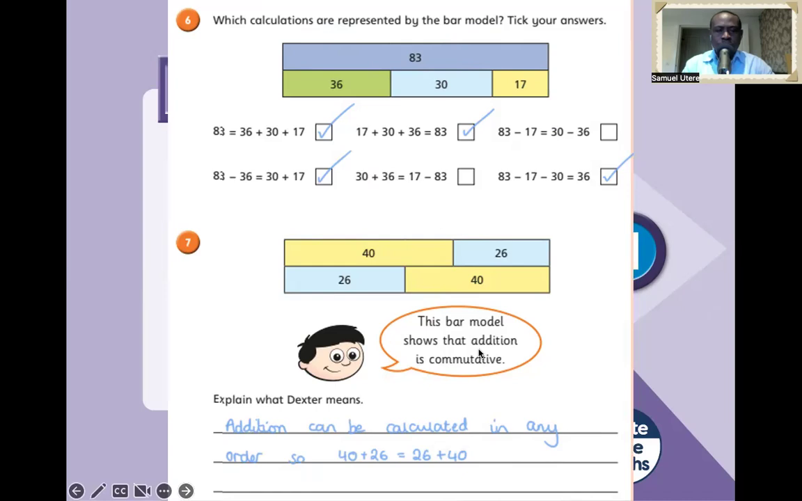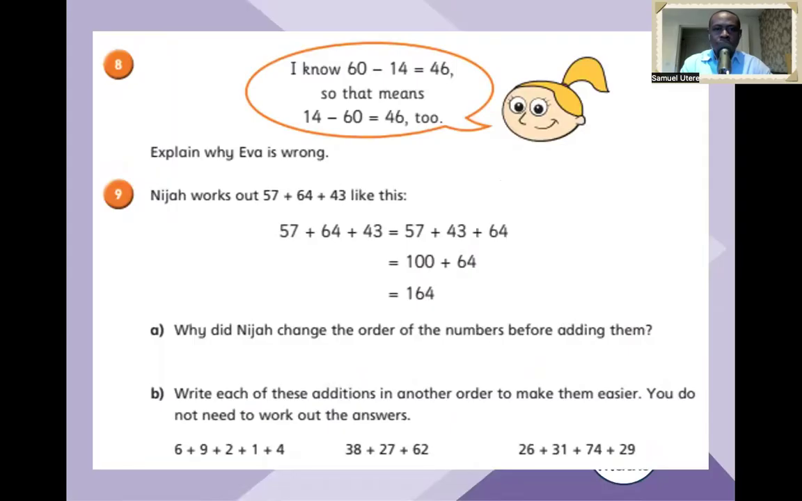Next, question 7. You were asked, this bar model shows that addition is commutative. You're asked to explain what it means. Addition can be calculated in any order, so it can be written like this or like that. And you can see that the bars are of the same length. Pause the video and answer questions 8 and 9 in 3 minutes.